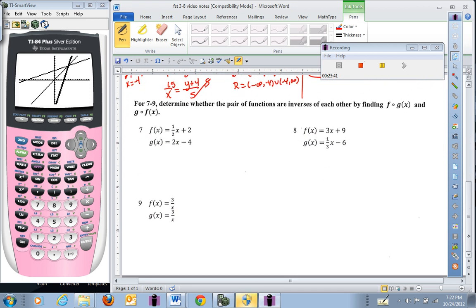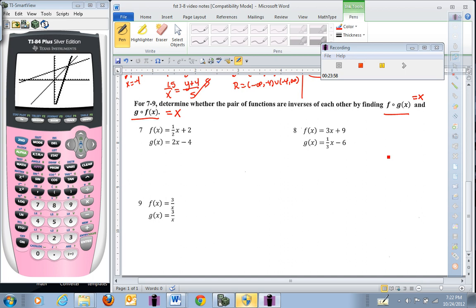Okay, now another little thing we're going to work on is determining whether a pair of functions are inverses by finding their composites. If we find f of g of x and we find g of f of x and they're both equal to x, then we would say that the functions are inverses of each other. If they're not both equal to x, then the answer is no.